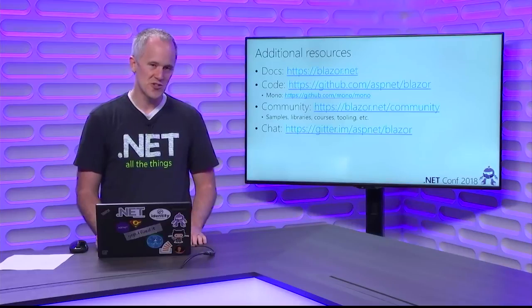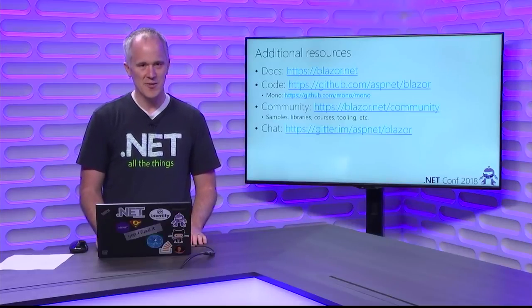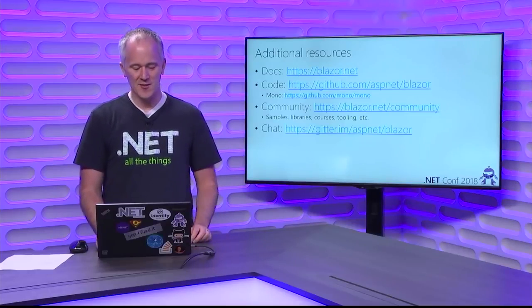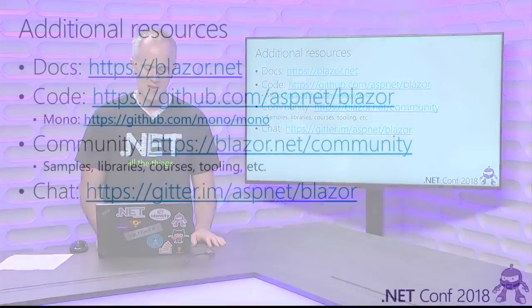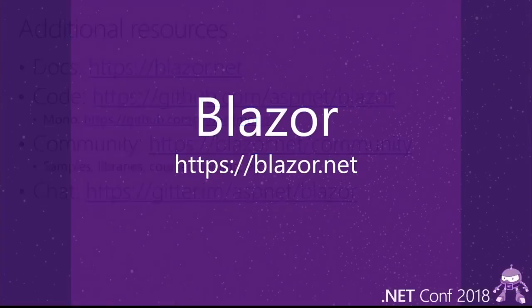Here are some additional resources. Go and check out the Blazor.net site to download the bits. You can find the code on GitHub. Lots of stuff from the community that you should definitely check out. And feel free to chat with us on Gitter. And that's Blazor.